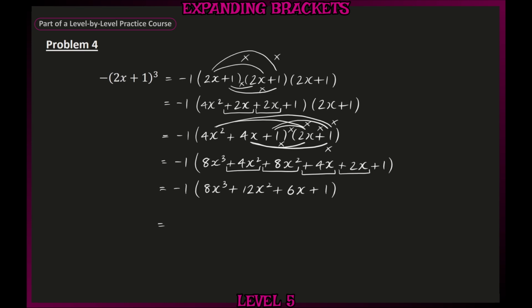And all we need to do is multiply everything inside this bracket by minus 1. So minus 1 times 8x cubed is minus 8x cubed. Minus 1 times 12x squared is minus 12x squared. Minus 1 multiplied by 6x is minus 6x. And minus 1 multiplied by 1 gives us minus 1. So minus 8x cubed minus 12x squared minus 6x minus 1 is our final answer to problem 4.